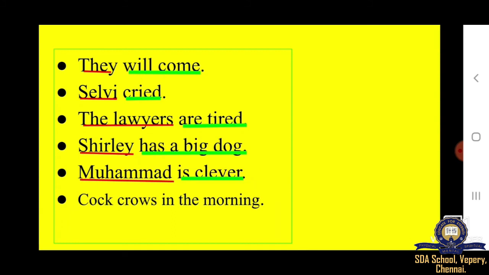And next sentence, cock crows in the morning. Here, cock is the subject. The remaining part, crows in the morning, is the predicate. Okay children, I hope you all understood how to identify the predicate.